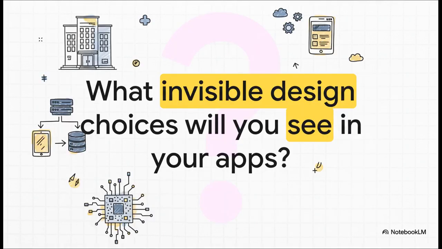So, I'll leave you with this. The next time you open up an app, doesn't matter if you're ordering food, checking your bank account, or just scrolling through photos, take a second. Think about its architecture. Now that you know what to look for, what invisible design choices, what hidden blueprints will you be able to see?